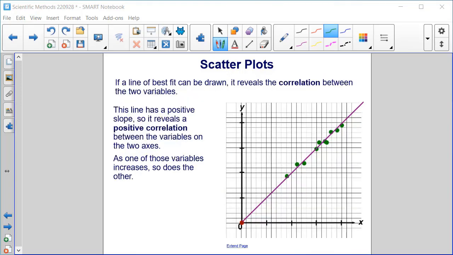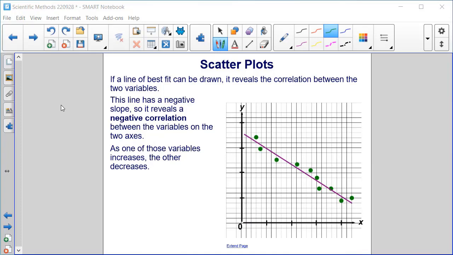If a line of best fit can be drawn, it reveals the correlation between the two variables. This line has a positive slope, so it reveals a positive correlation between the variables on the two axes. As one of those variables increases, so does the other. This line has a negative slope, so it reveals a negative correlation between the variables on the two axes. As one of those variables increases, the other decreases.